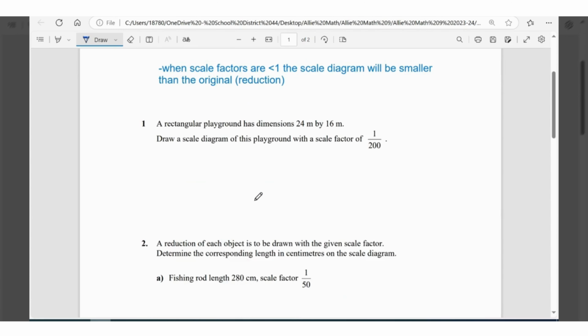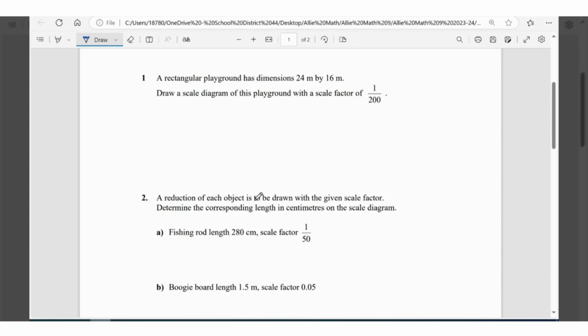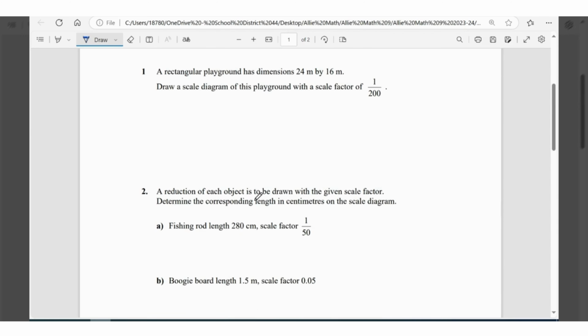So number 1, a rectangular playground has the dimensions 24 by 16 meters. Draw a scale diagram of this playground with a scale factor of 1 to 200. So I'm going to draw our original, which will already be a scale diagram because obviously this isn't 24 meters by 16 meters. But let's live in a fantasy for a little bit.